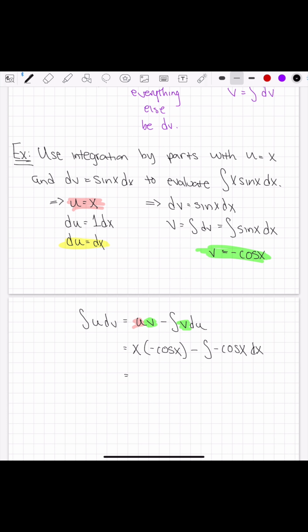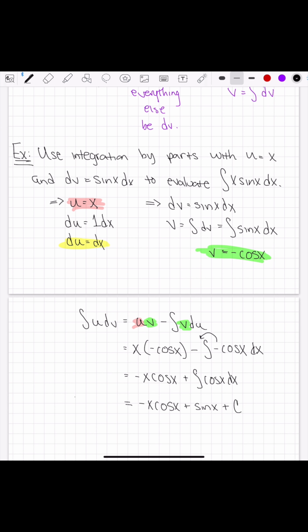If we simplify, this just becomes negative x times cosine of x. If we pull out this negative sign, this will become a plus sign, and then we have to integrate cosine x. So look at your antiderivative formula if you don't remember that the antiderivative of cosine is just sine, because the derivative of sine is just cosine.